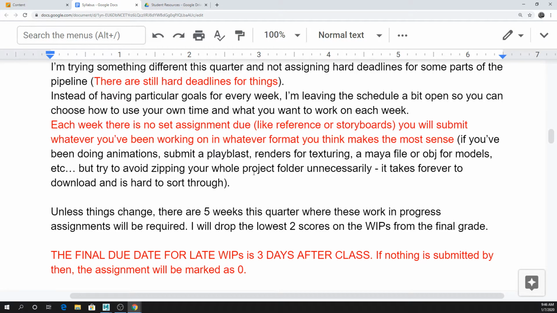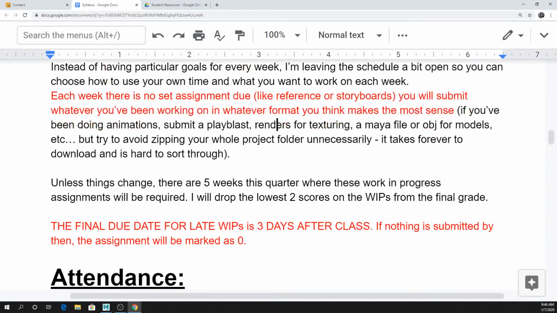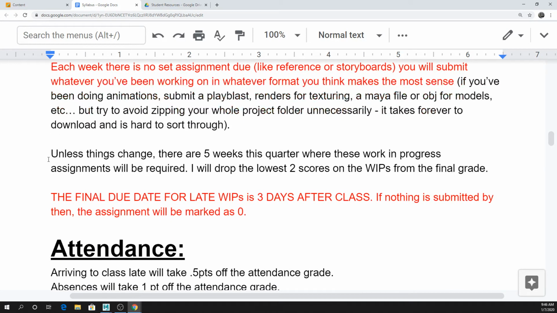And I'll go over these a little bit when we get to the schedule that I have at the end of the syllabus again. But basically it's a little bit more freeform than previous things. There are, I believe, 5 weeks this quarter where there's a little work in progress assignment due. And basically what I'm going to do is drop the lowest 2 scores from those work in progress assignments.